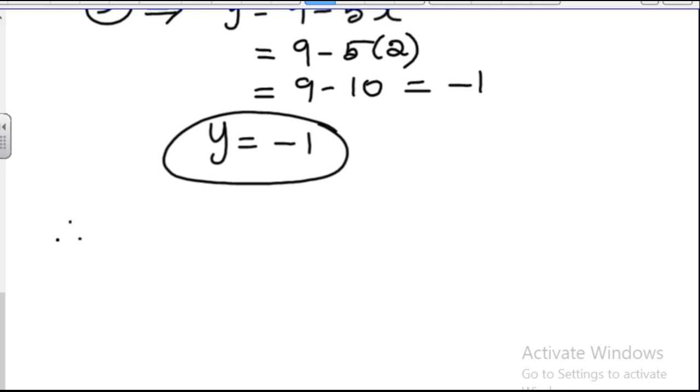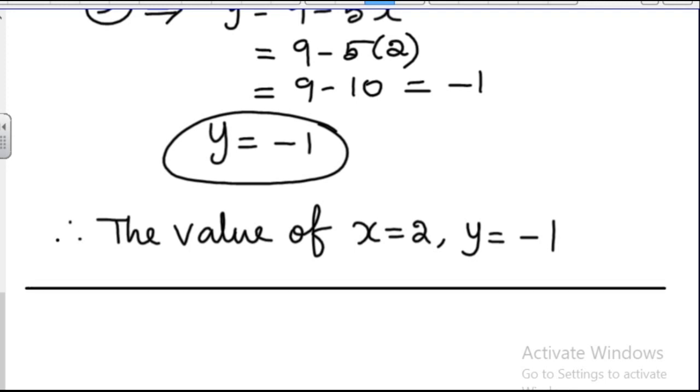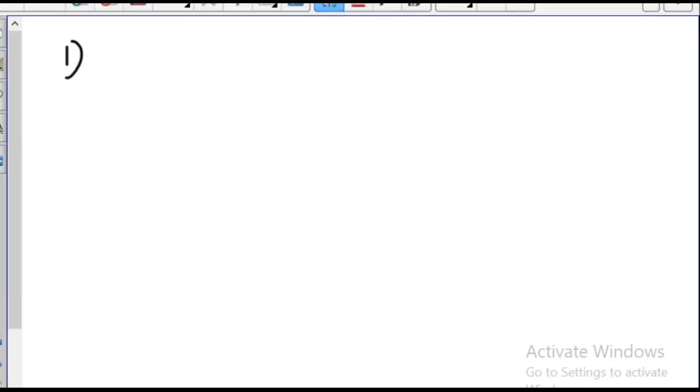Therefore the value of x is equal to 2 and y is equal to minus 1. Your first question, first subdivision over. Then next question. Question number 1, second subdivision.